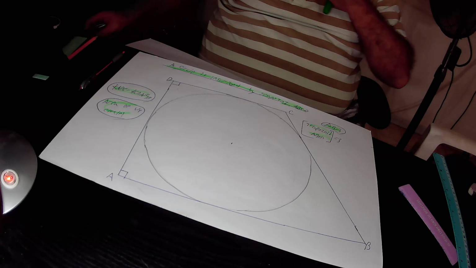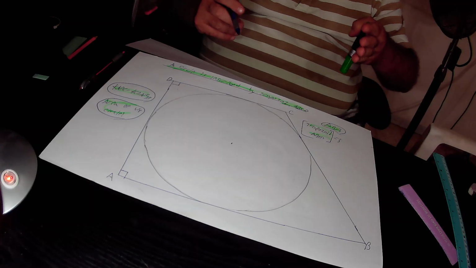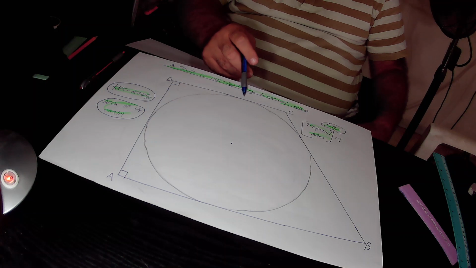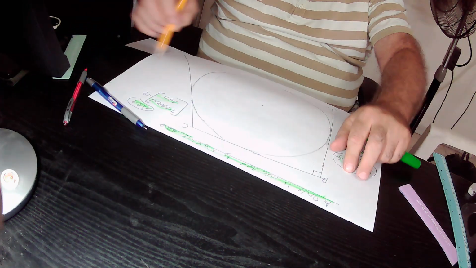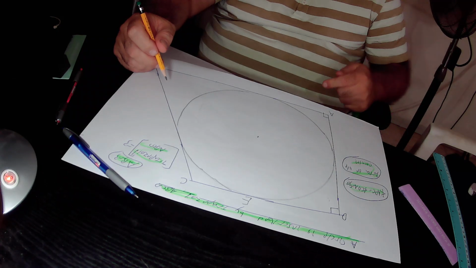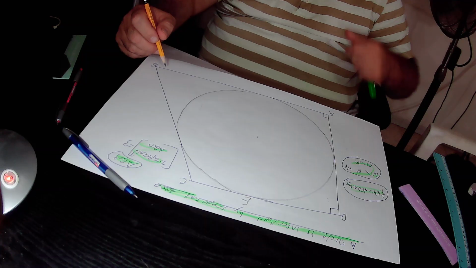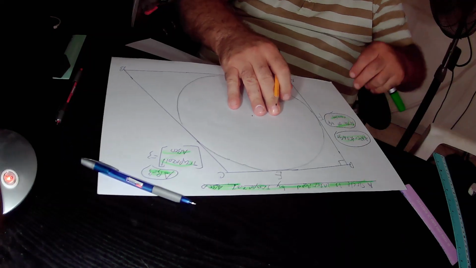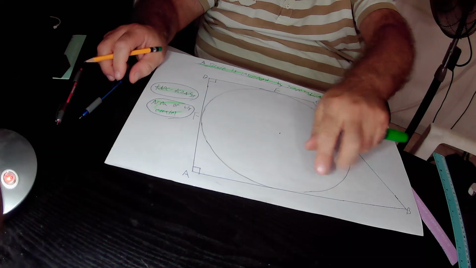So, first of all, we define the relevant points to this question with letters. We define the point of tangency of side DC with this circle. This point is point E. Likewise, we define the point of tangency of side DA with this circle. This point is point F. And finally, we define the point of tangency of side AB with this circle. This point is point G.